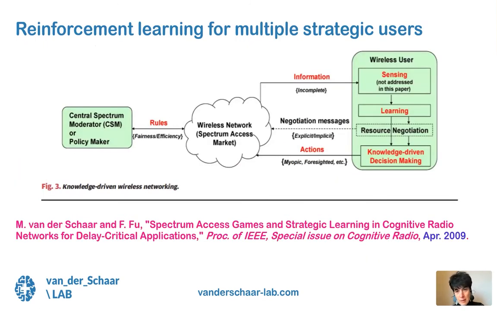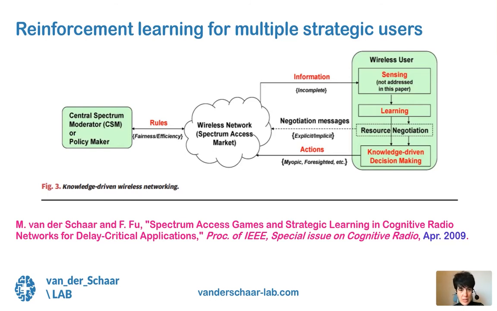Let me just briefly highlight the work with Fangwen Fu, where we formalize this problem of multi-agent transceiver interaction that is strategic.